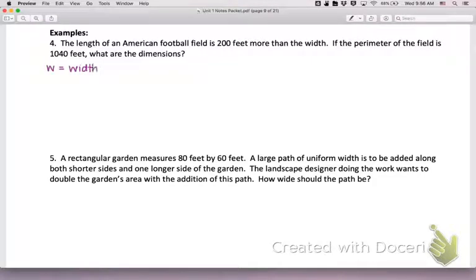And we're measuring in feet. That's always important to remember. And so if W is the width, then that means W plus 200 is the length, again, in feet.